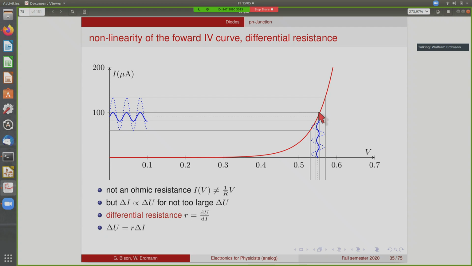And if we do this for not too large voltages, we can replace this section of the IV curve by a straight line, and then look at the so-called differential resistance. Then delta U is R times delta I. This is the first time we see this differential resistance, and it will come back later when we do the small signal analysis of circuits.